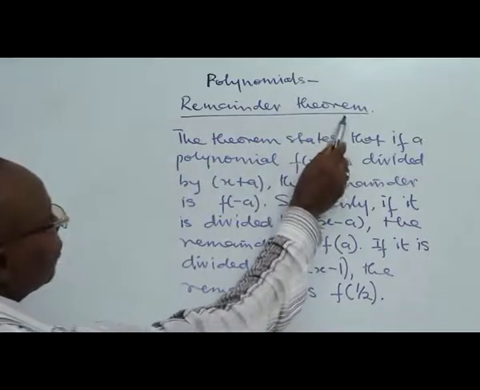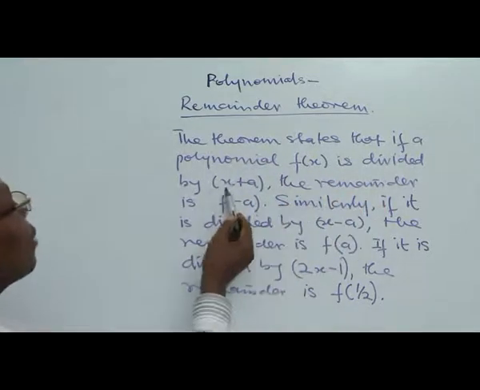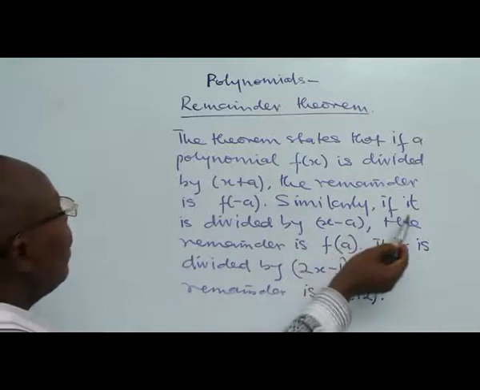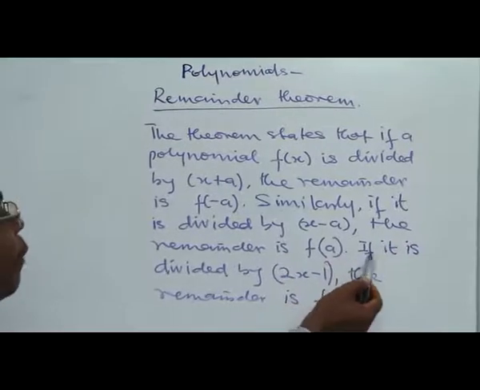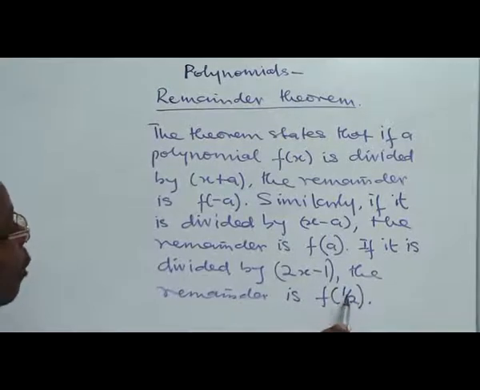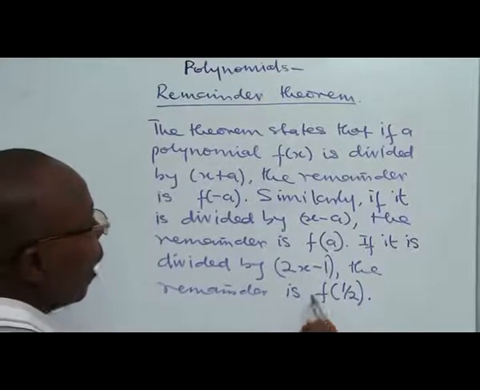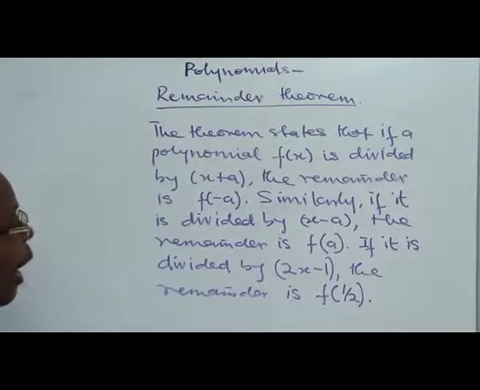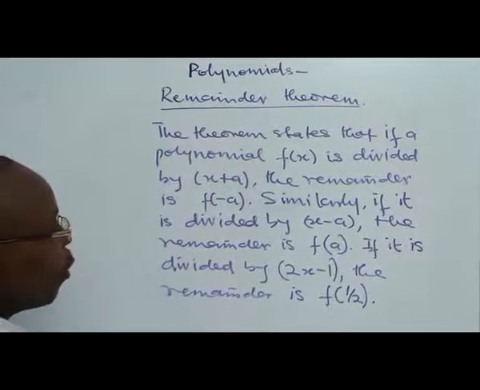Remainder theorem. The theorem states that if a polynomial f of s is divided by s plus a, the remainder is f of minus a. Similarly, if it is divided by s minus a, the remainder is f of a. If it is divided by 2s minus 1, the remainder is f of 1 over 2, which is half. This is the principle we are going to apply in solving problems on the remainder theorem. So if you are asked for the remainder, you simply apply this rule, as we are going to see in the examples below.